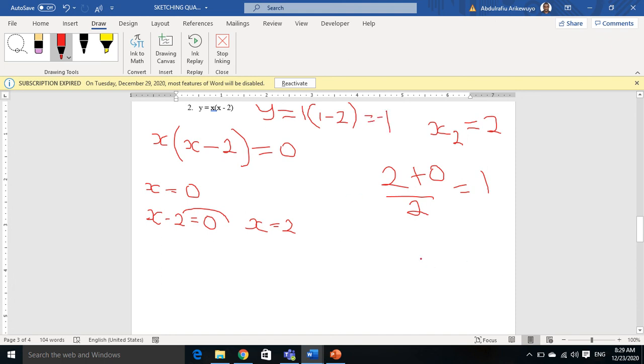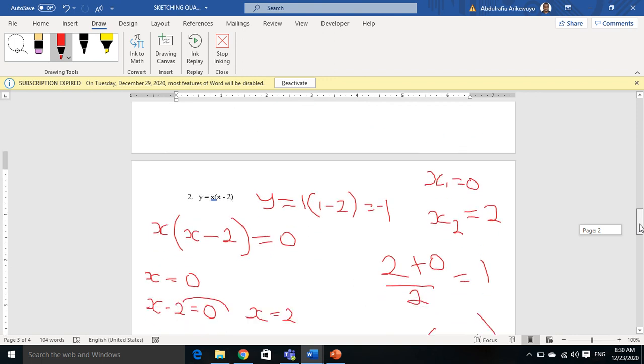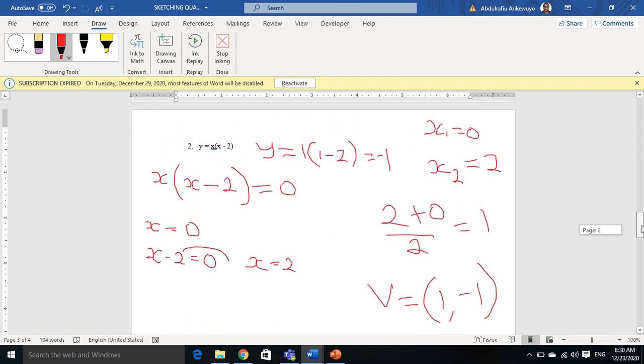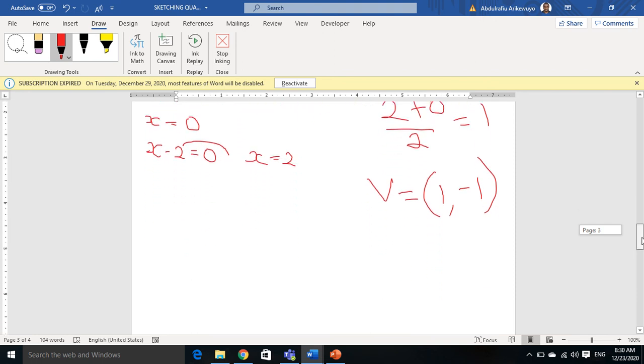So it means that my vertex V is equal to, the x value is 1, as you can see here, comma, the y value is minus 1. Beautiful. Now we have these two pieces of information and we are going to use them to sketch the graph. Now we have x1 as 0, x2 as 2, and we have the vertex to be 1 comma minus 1. So let me draw that. Now we can draw a graph here. We have more space here.